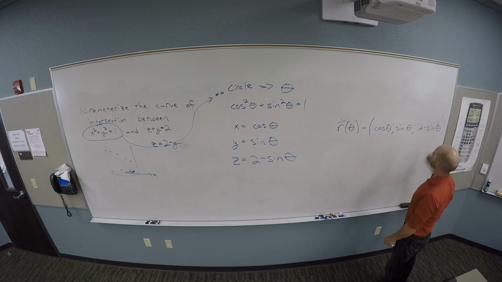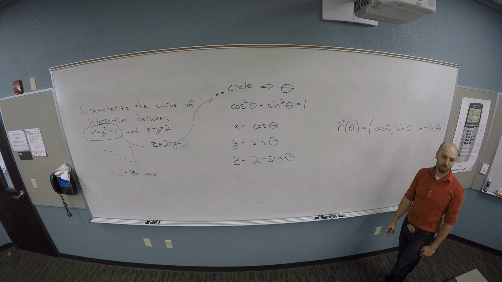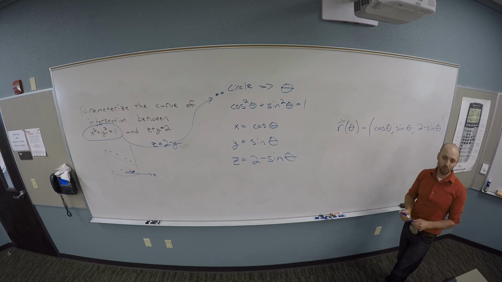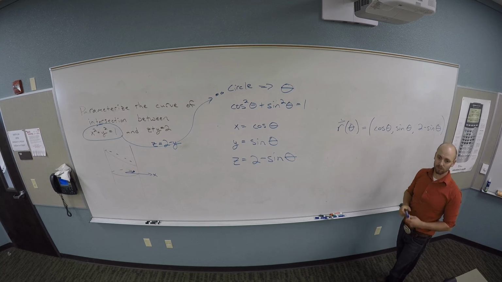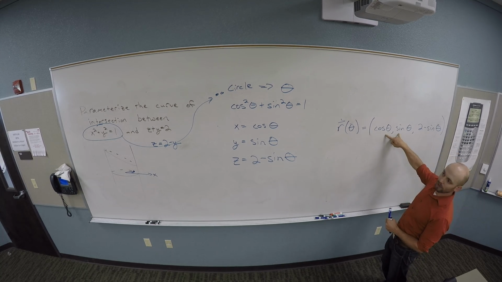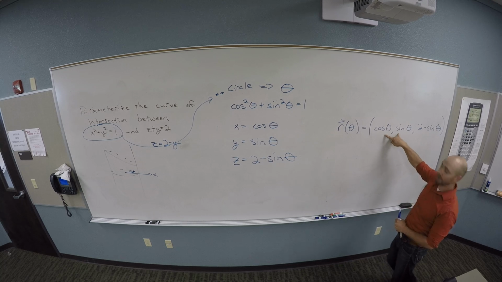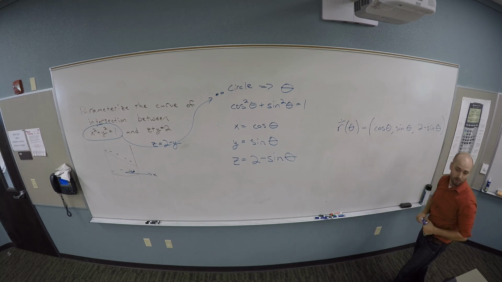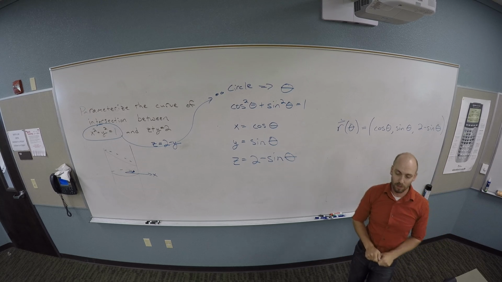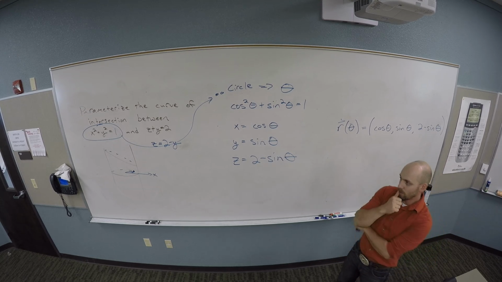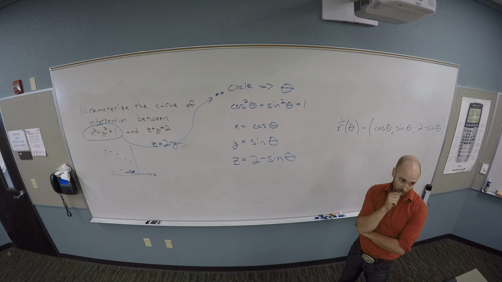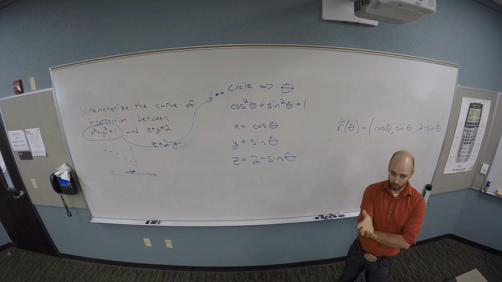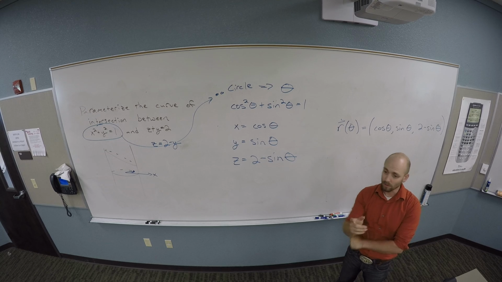Is it obvious this thing's an ellipse? Not really. Not particularly. Is that okay? It's fine. Does it satisfy the two equations it's supposed to? Yes. From these two, I know that x squared plus y squared is 1. And from these two, I know that z plus y is 2. Check. Cool. And then to go around once, theta goes from 0 to 2 pi.